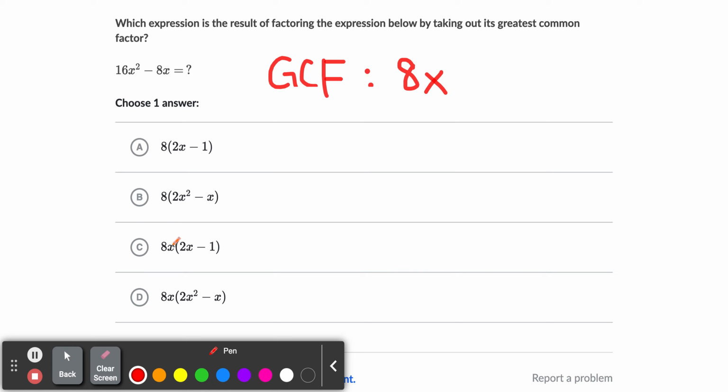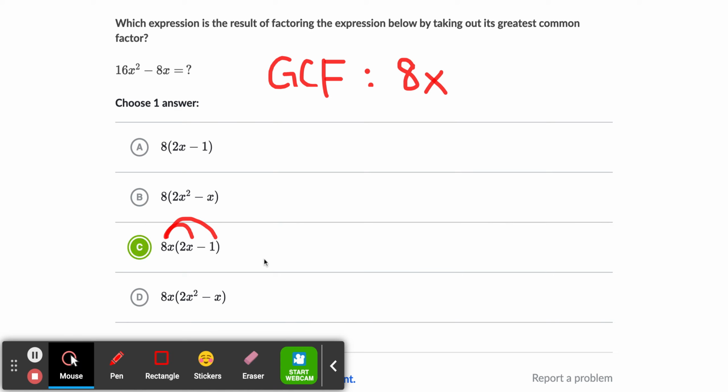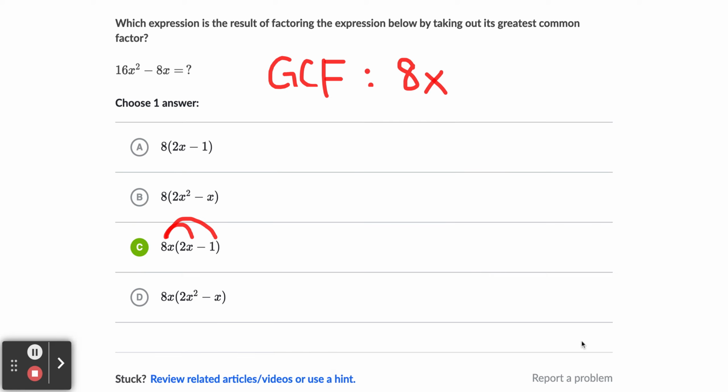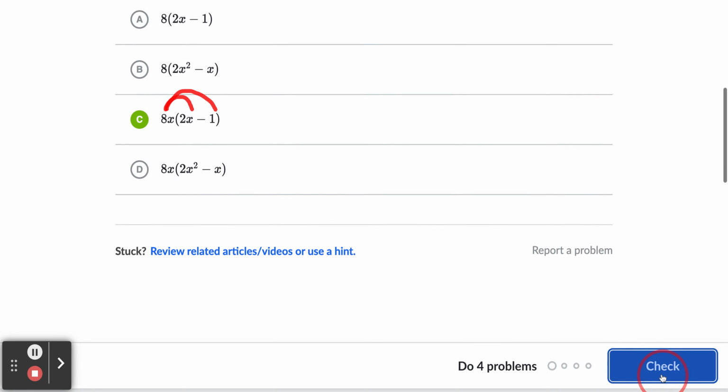And then the way we check the answer is you reverse the distribution process. You're going to check, hey, does 8x times 2x actually give me the original 16x squared? The answer is yes, okay? Check the other one, 8x times a negative 1, does that give me the original minus 8x? Yes, okay? So the option here is going to be C. We can already discount the others because it's multiple choice, but feel free to check all the options if you need to. So that is number 1.